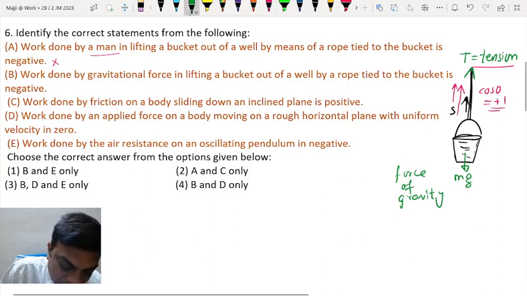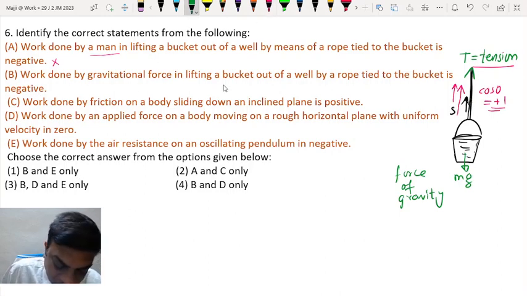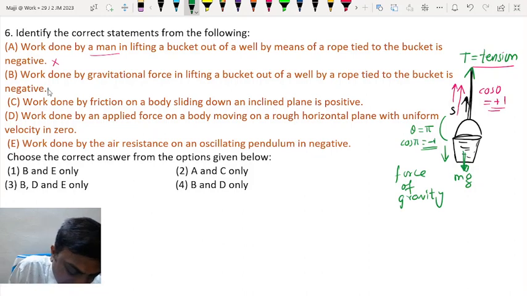Coming to the next statement, B: work done by gravitational force in lifting the bucket out of the well is negative. Yes, this is correct, because the force of gravity is in the downward direction whereas the displacement is in the upward direction. The angle between them is 180 degrees and cos 180 degrees is minus 1. So the work done will be negative. So this is true.